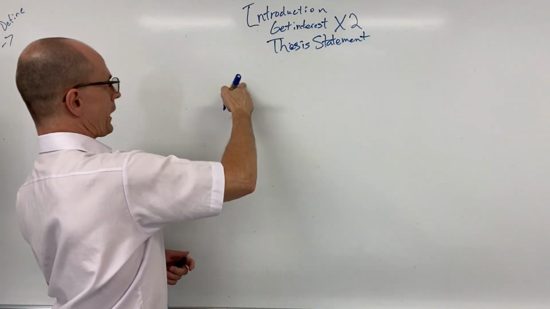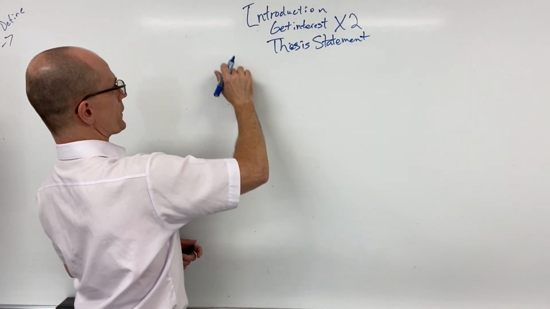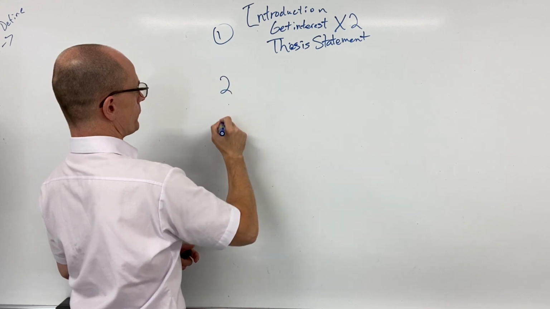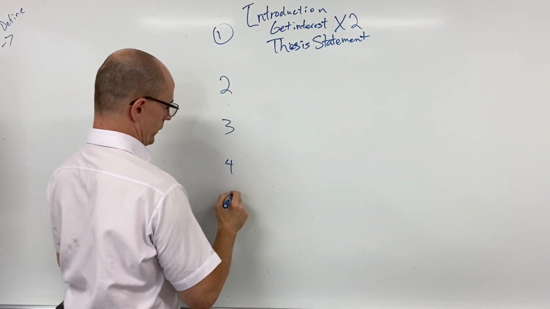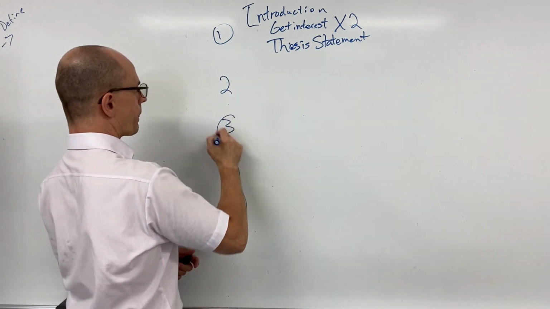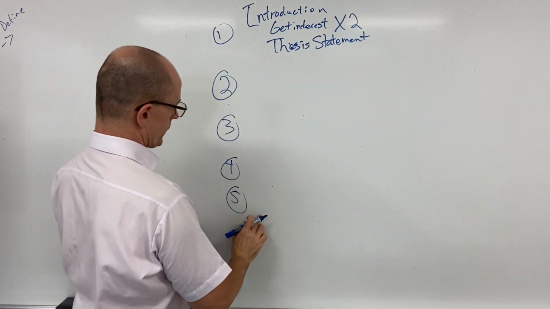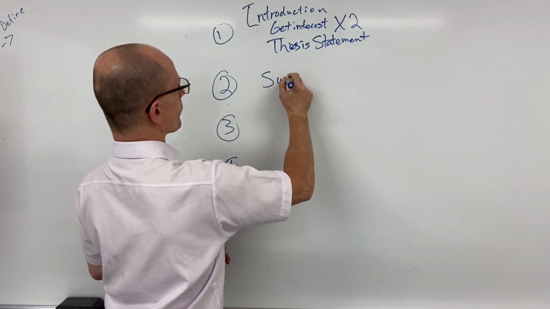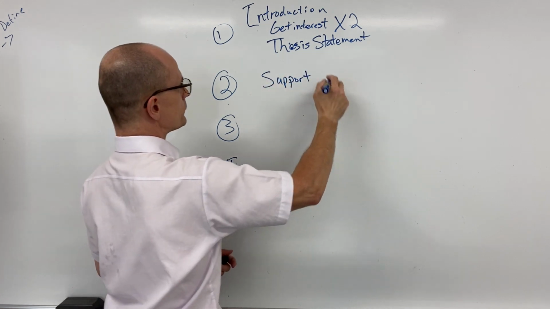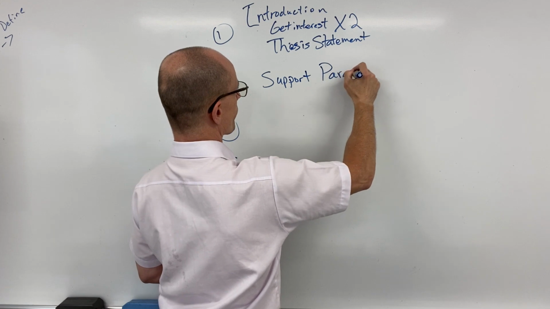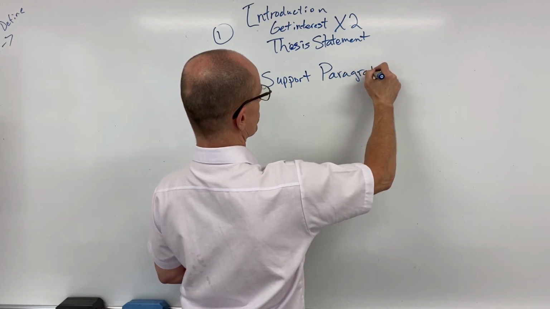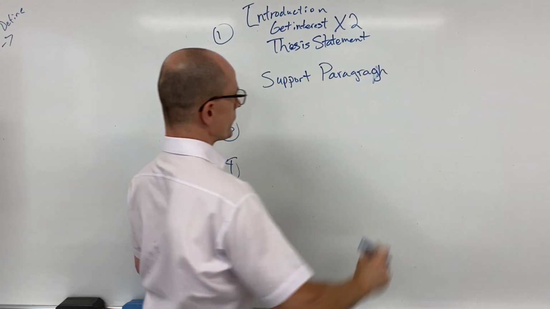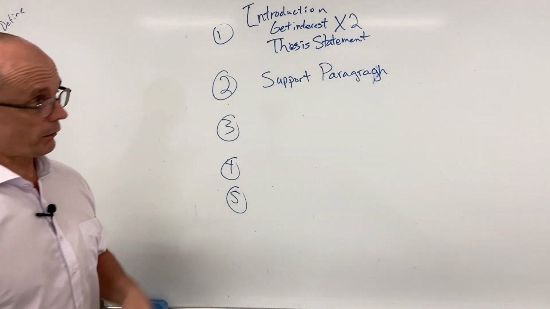Okay, so now we're going to have support paragraphs. For us, this is going to be part 1, part 2, part 3, part 4, part 5. So now we're going to write the support paragraph. Oh, I can't spell, sorry. Okay, so we have support paragraph number 1.